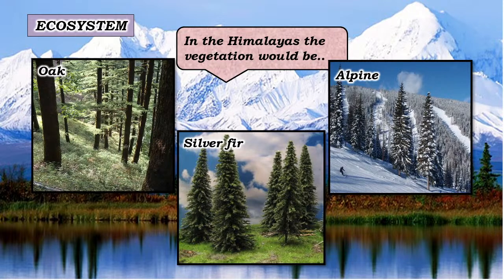Next, oak, silver fir, alpine. Okay, oak, silver fir and alpine, these are all the trees in the alpine area, meaning cold areas. Okay, can anyone tell me what is silverfish? How many of you have seen silverfish or eaten it? How does it look? That is not silverfish, that is mutti, correct.